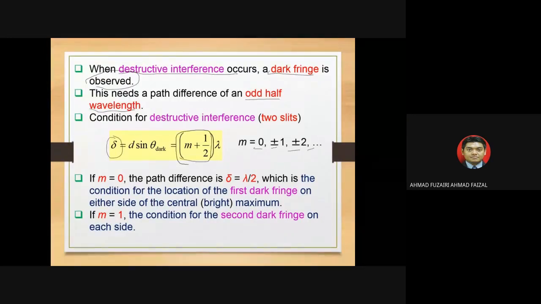For example, if m equal to 0, the path difference is delta equal to half lambda, which is the condition for the location of the first dark fringe on either side of the central bright maximum. If m equal to 1, the path difference is delta equal to 1.5 lambda, which is the condition for the second dark fringe on each side.